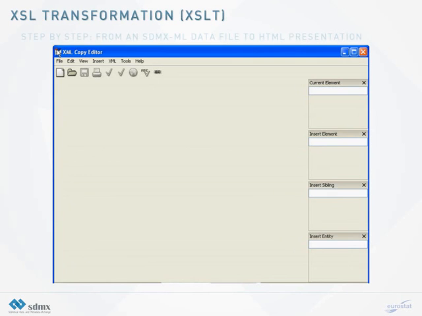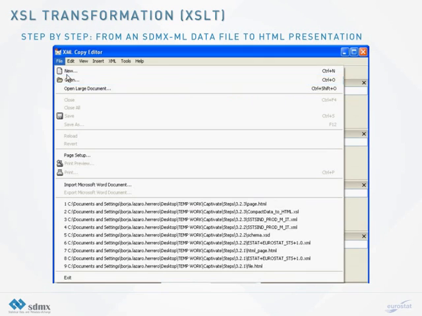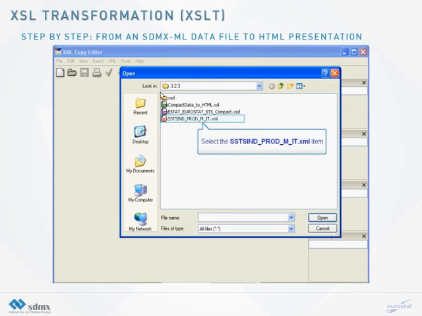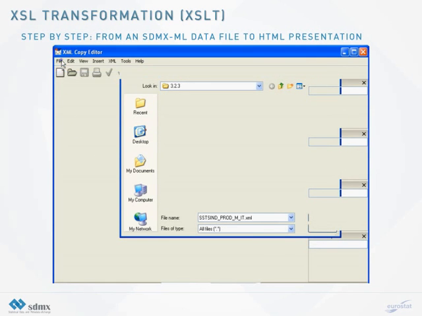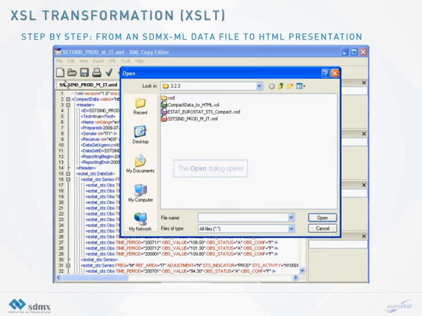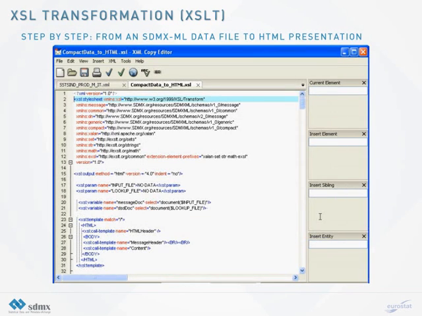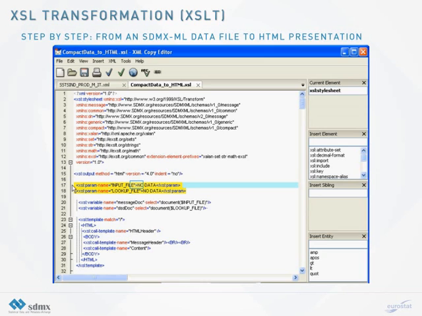In this example, we are going to create an HTML file from an SDMX ML data file. The first thing we have to do is open Compact Data XML file. We go to the File menu and press Open, where we select the Compact Data XML we are going to work with. For the process, we have to change two values of the transformation file before using it. We add the values of the data file and the DSD inside the file.